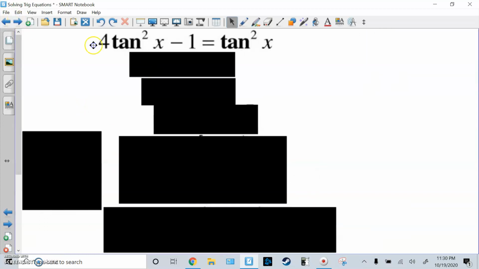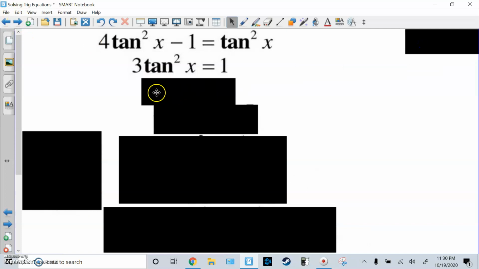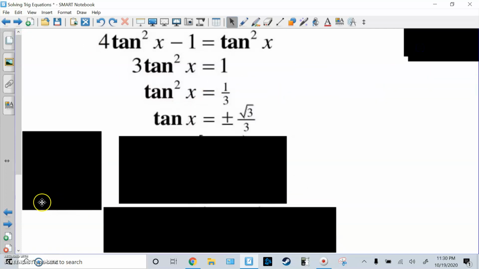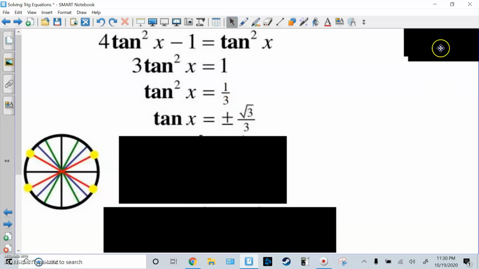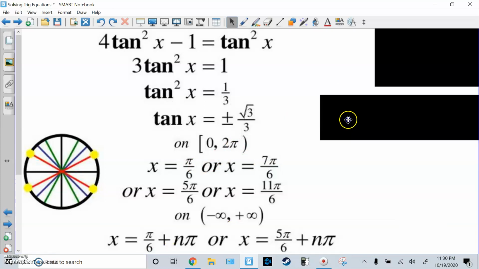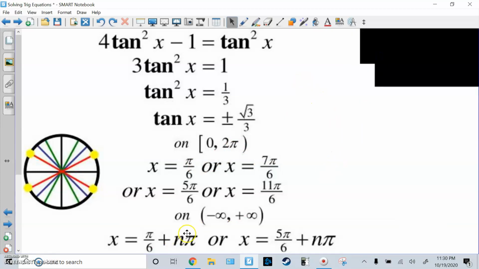Here's another one. You're going to subtract tan squared x, add 1, divide by 3, square roots. Alright, so where's tangent of x plus or minus root 3 over 3? There's 4 spots. Alright, so if you want from 0 to 2 pi, write all 4. Then, if you want all of them, you have to add pi n. Now, technically, these first 2 plus pi n takes care of everything, because tangent has a period of pi.